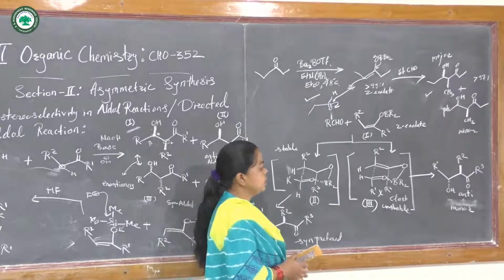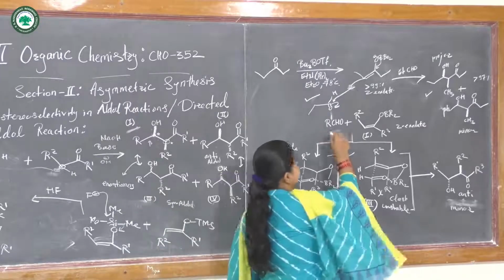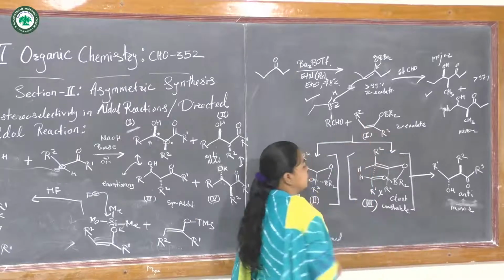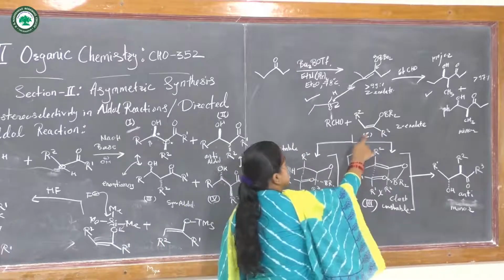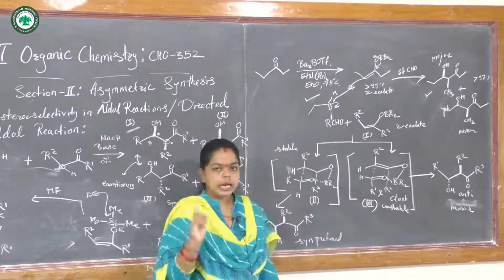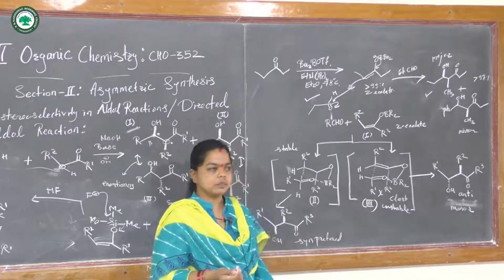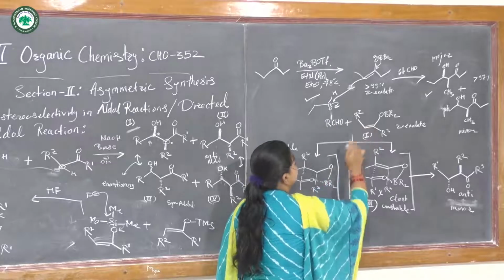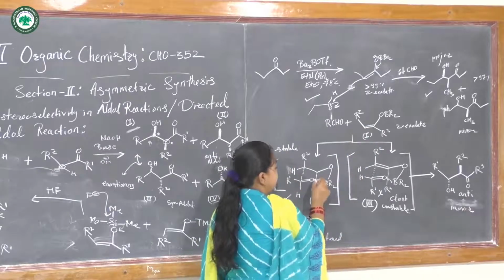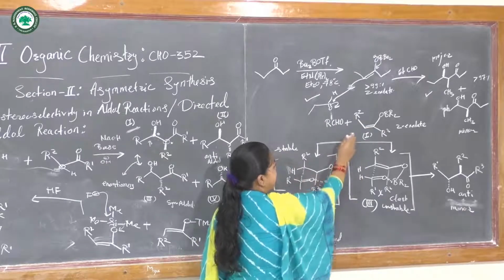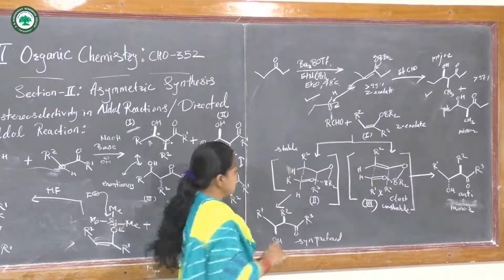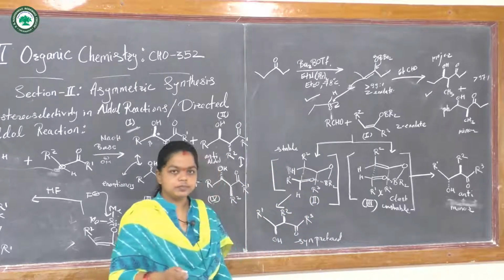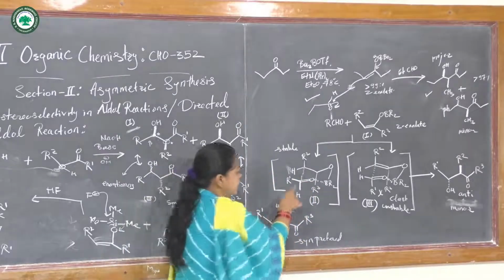Now let us see why this is happening. For this we have to consider the R1CHO, this type of reaction. This is the Z enolate generated from the boron compound, and two types of transition states are possible for this type of reaction. When we react with the aldehyde group, a chair-like transition state is formed. How is this transition state formed? Here is the aldehyde group.